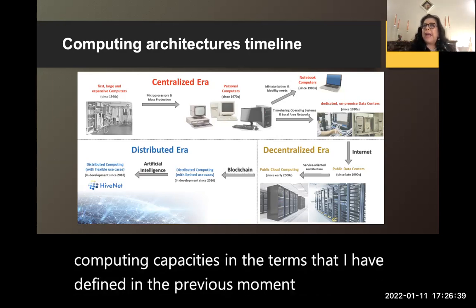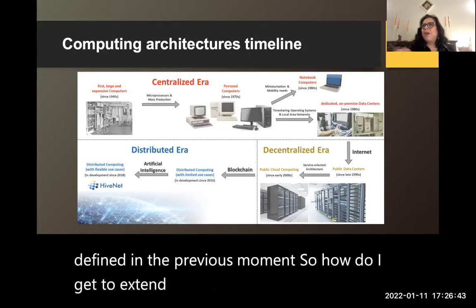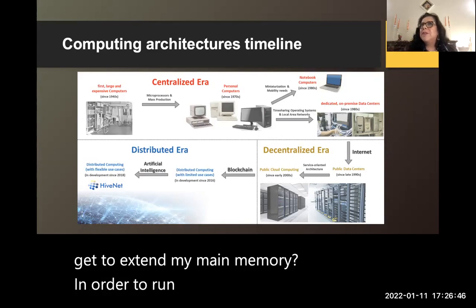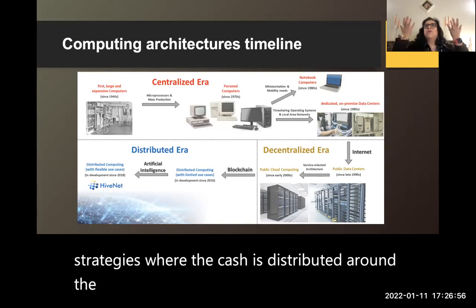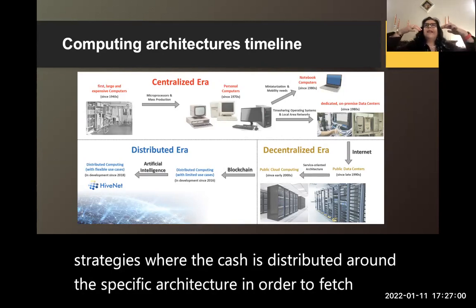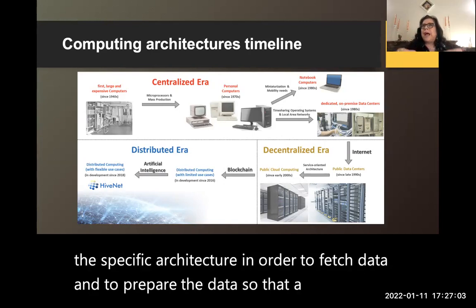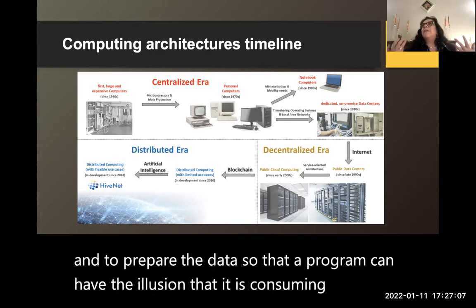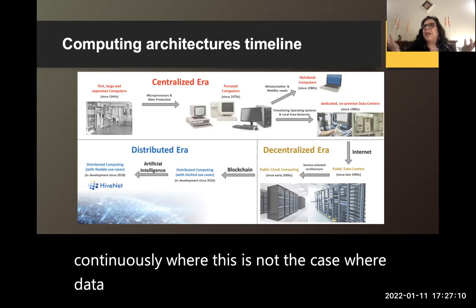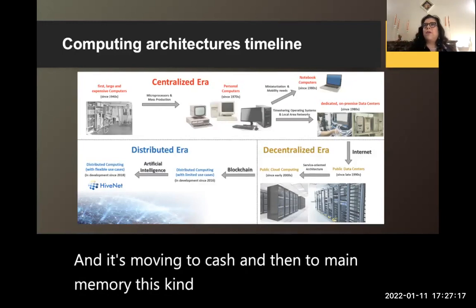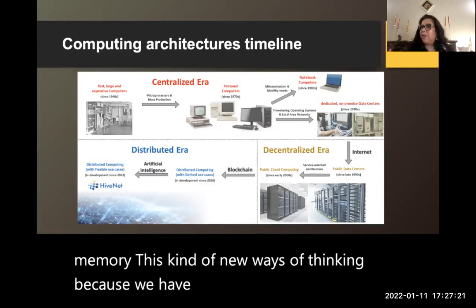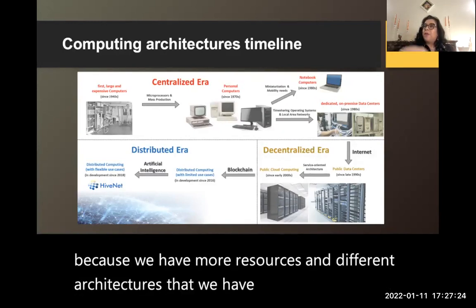So how do I get to extend my main memory in order to run greedy algorithms, for example? How do I adopt different caching strategies where the cache is distributed around a specific architecture in order to fetch data and to prepare the data so that a program can have the illusion that it is consuming data continuously, where this is not the case, where data is coming out of different distributed disks and it's moving to cache and then to main memory. This kind of new ways of thinking, because we have more resources and different architectures that we have to deal with in order to develop the right solutions, okay?